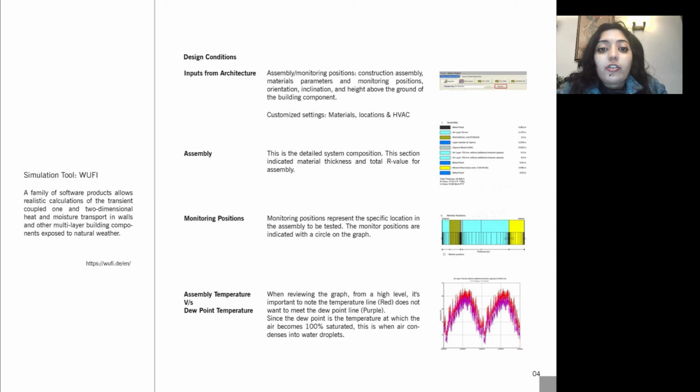Then there is the calculation period. So basically this is the duration of the simulation, of how long you want to run the simulation and for how many days or years. Next is the location of the project, which is depicted from the outdoor climate. So I pulled it out from Energy Plus, a free open use software.